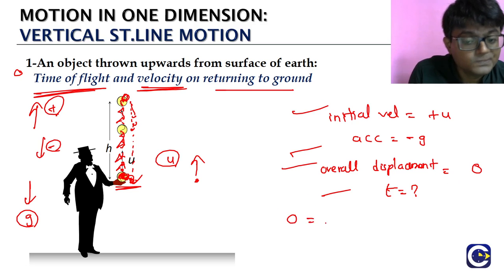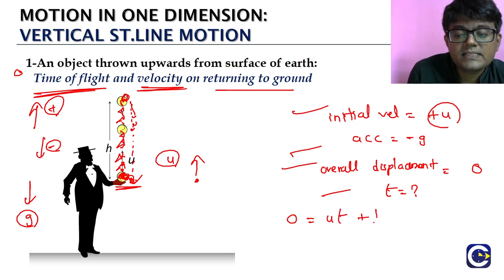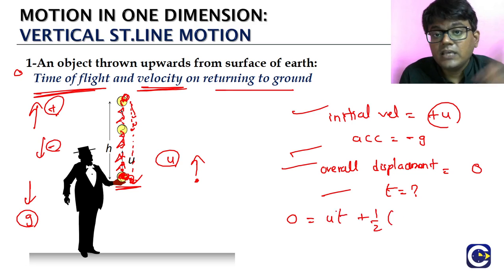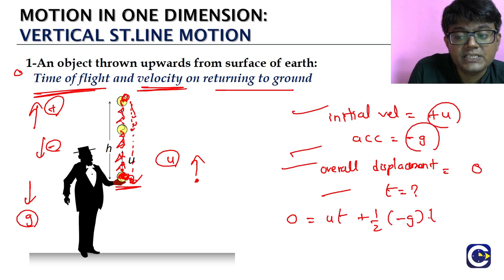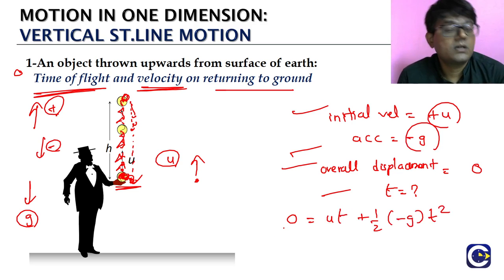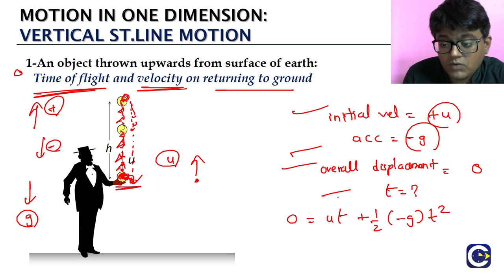Displacement is 0. So 0 is equal to u into t, which means initial velocity into t, plus half into a into t square. Here a means acceleration. And what is the acceleration here? Minus g. This is equal to 0 on the left hand side, because the displacement of the entire journey is 0.